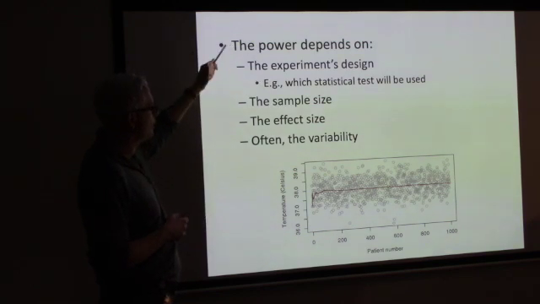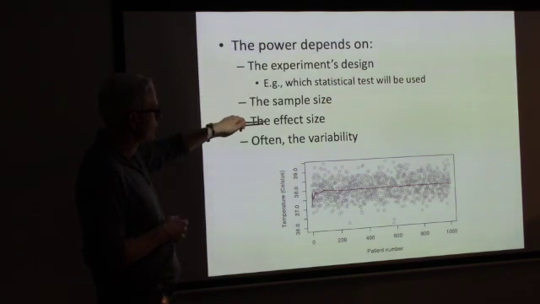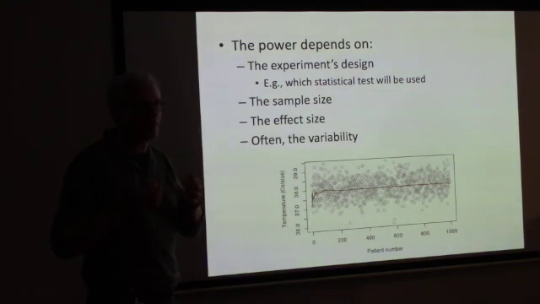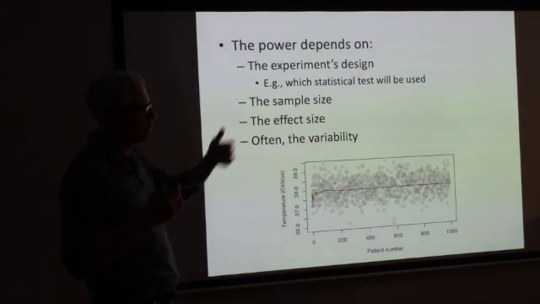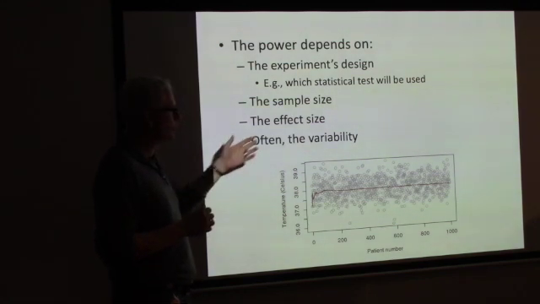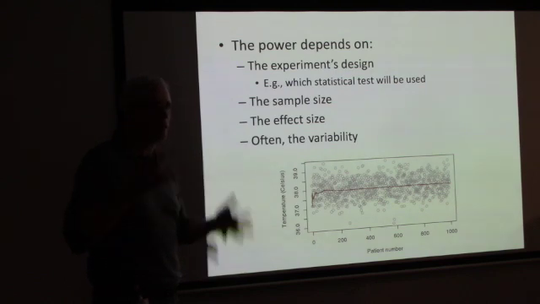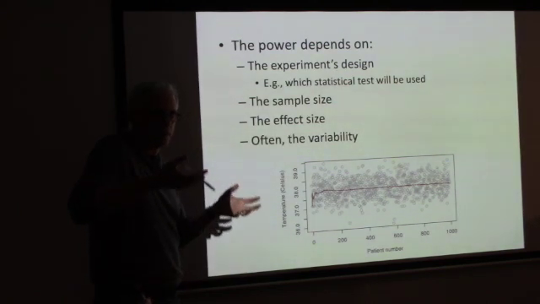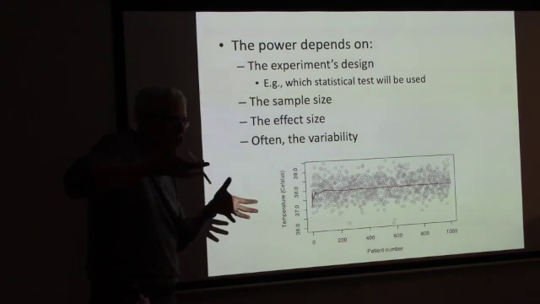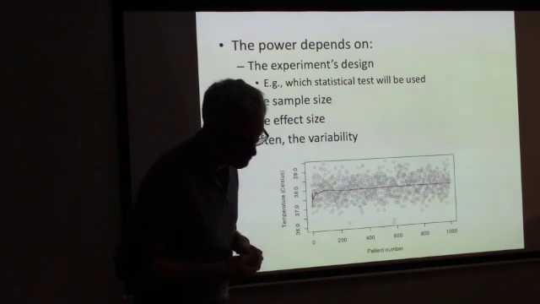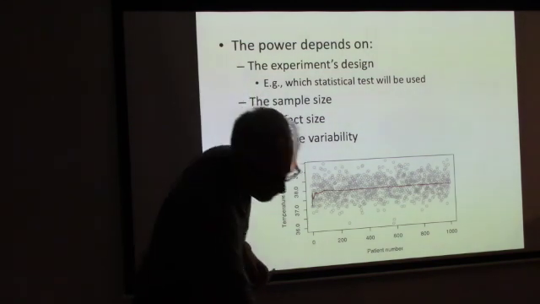What does the power depend on? The experiment's design, the sample size, the effect size, right? The bigger the effect, the fewer specimens you need before you have a chance of getting a significant result. And often the variability: the more variability you have in the data, the harder it is to see a difference between two groups, to get a p-value that is less than 0.05.